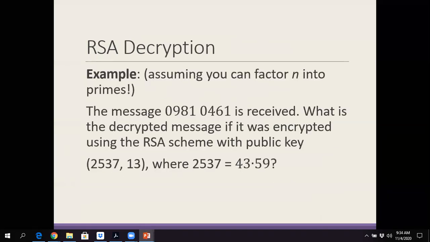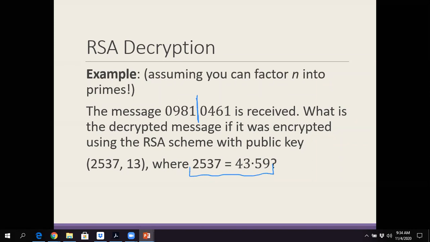So what about this? Here's an example. Suppose you receive this message. This is a couple of blocks like this. We just received this. What is the decrypted message if it was encrypted using the RSA scheme with this public key? First of all, any hacker would be able to figure this out immediately. That number 2537 is just 43 times 59.